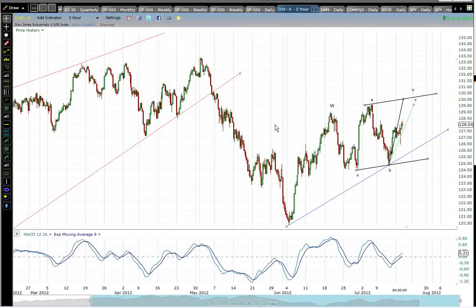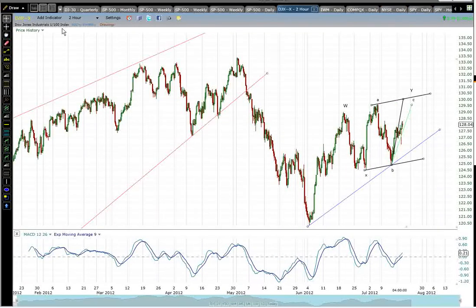As far as the pattern here, a somewhat standard pattern. This is the Dow Jones Industrial. It's a 2-hour chart.